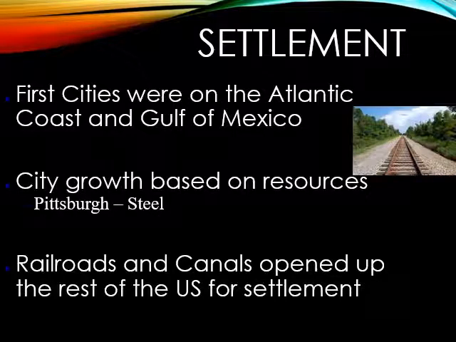So like I said before, our very first cities were found on the coast of the Atlantic and the coast of the Gulf of Mexico, because they wanted to be able to trade with Europe, and the ocean was the best way to make that happen. And then cities started to grow based on their resources and their other location. One example is Pittsburgh. Pittsburgh was a huge steel industry city.